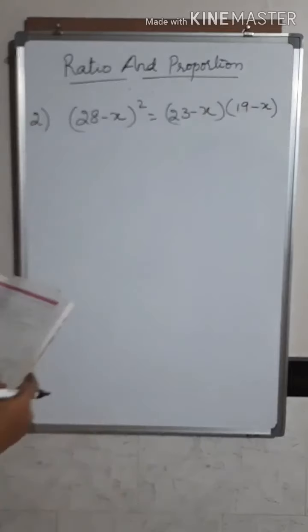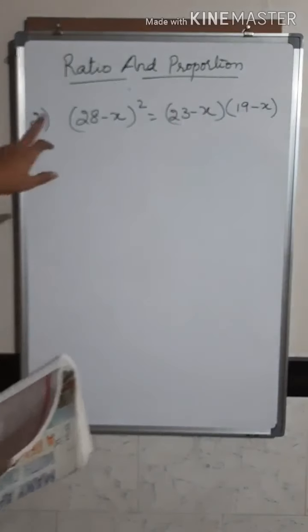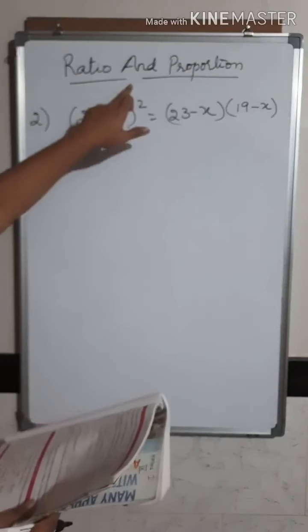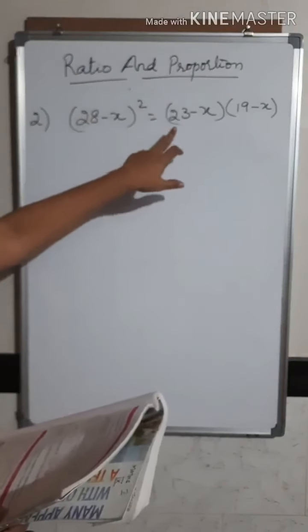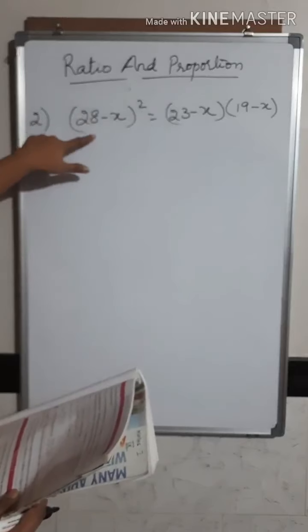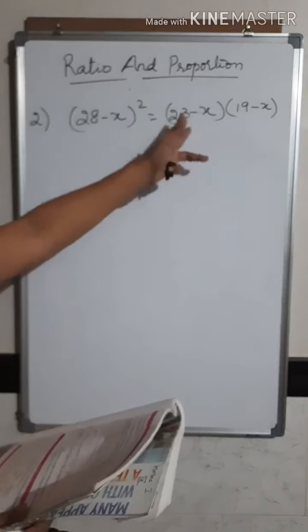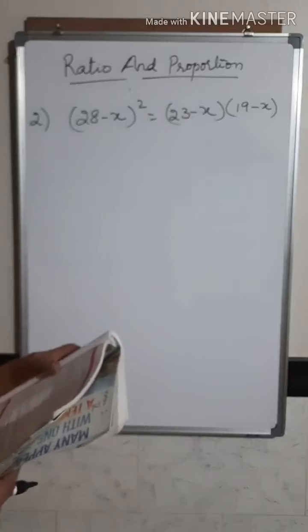So this you have to solve and find out. Since they have given that this is the mean proportional, mean proportional means you have to take the square of that and multiply the other two terms. Square this one using the formula a minus b whole square. Then, as I have done in the previous problem, multiply these two and find out the value of x.